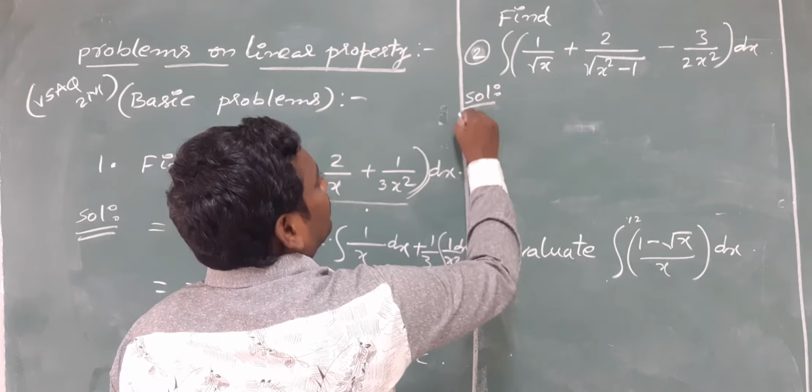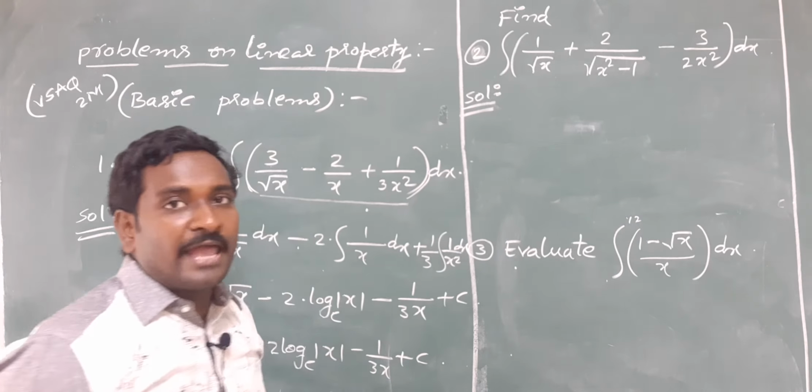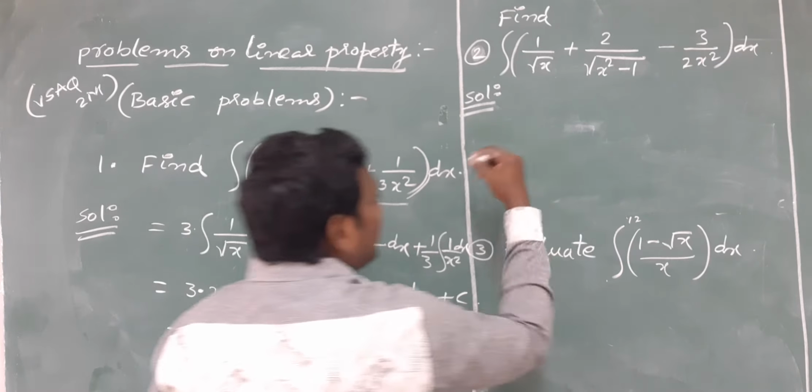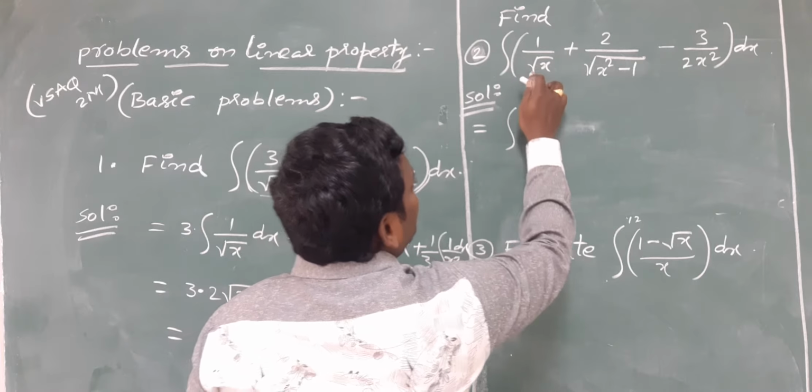Please see the second problem. Find, otherwise evaluate this integration. In this integration also we have 3 parts inside, which are in addition and subtraction. That's why I separate the terms by using linear property. First term is integral 1 by root x into dx.